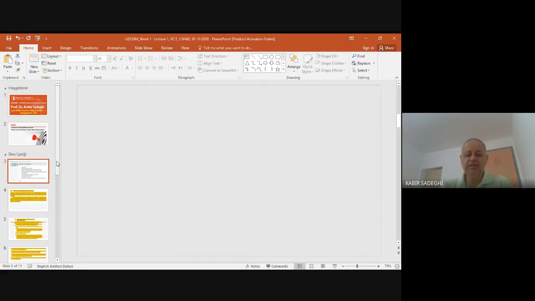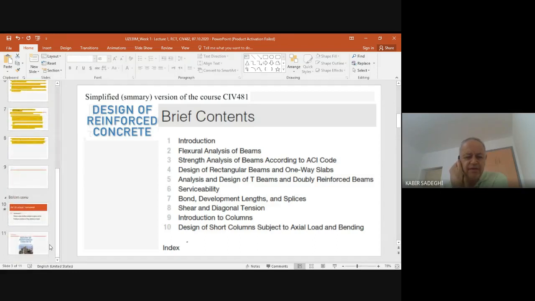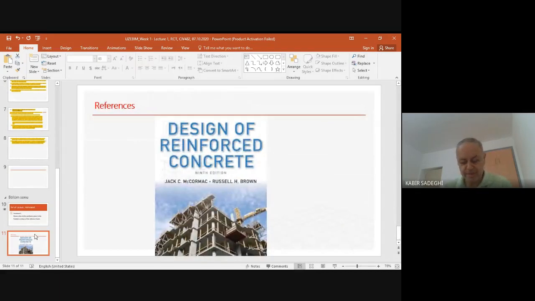Okay, before starting the lecture, let me show you the reference book. This is the reference book that we use. The name of the book is Design of Reinforced Concrete, written by Jack C. McCormac and Russell H. Brown. This is a very good book. I recommend this one to you.